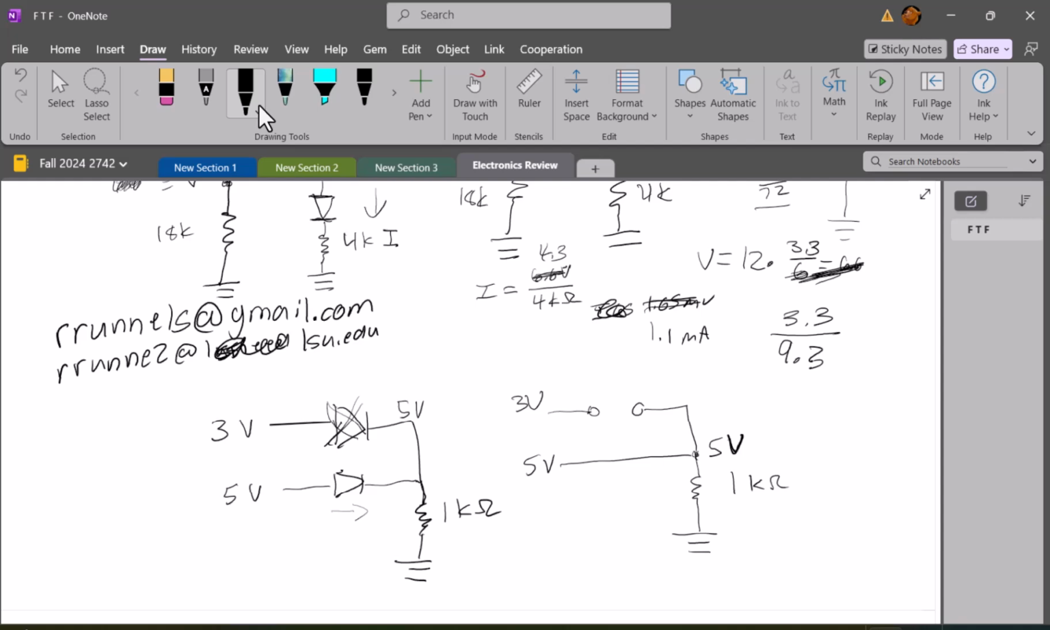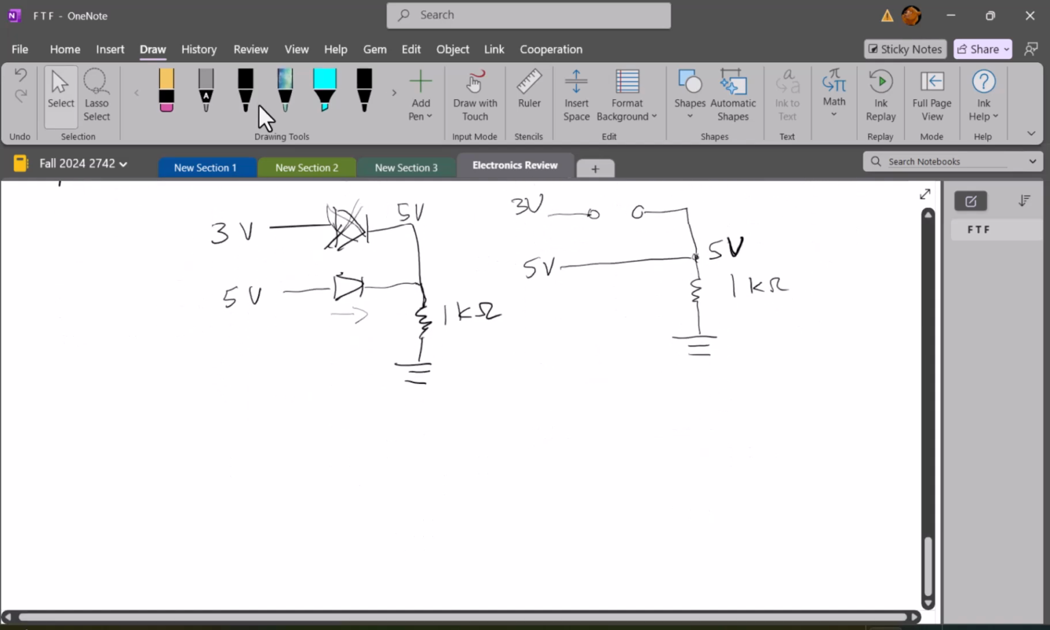Can you explain, if we were to guess wrong, like if we did say that the 3-volt source, or the other diode, was on, how that would be wrong? Sure. Okay, so let's do that. Well, this would be difficult.